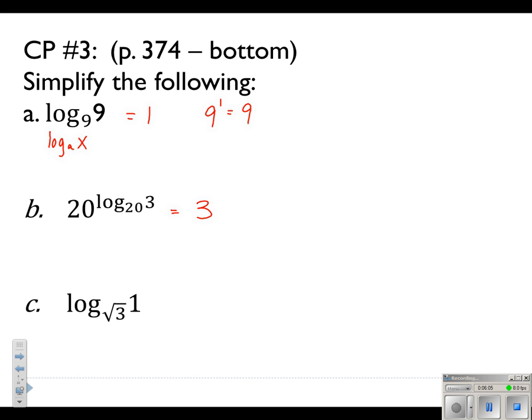Letter C, simplify log base root 3 of 1. This one, again, is just going to follow that property with the a and the x. Log base root 3 of 1 can be rewritten as root 3 to the y is equal to 1. And then anything raised to a power and equaling 1 has to be raised to the 0 power. So this is another one where y would end up having to equal 0.